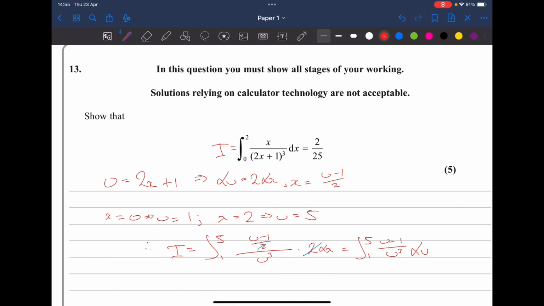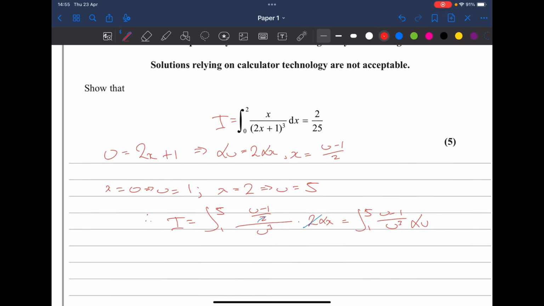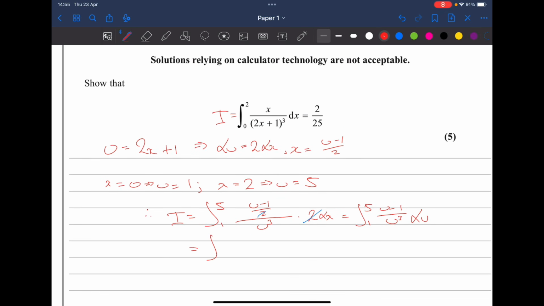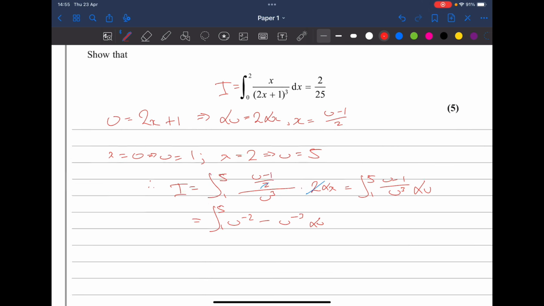So this is much nicer. It feels like, is that any different? Yeah. The cube, the high power, is now on just a single thing. It's not on a binomial. That's much nicer because we're able to go through, and every term on the top, we can just divide off individually. So u over u cubed is u to the minus 2. And 1 over u cubed is u to the minus 3. Again, still the limits of 5 and 1.